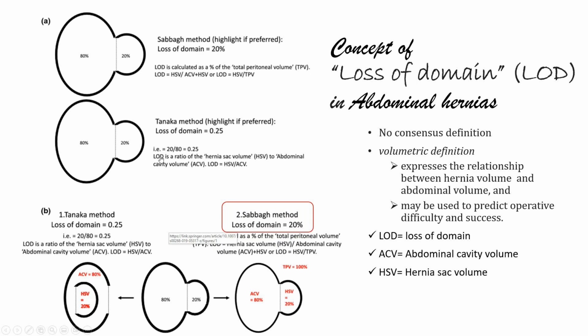Now, here, Tanaka talks about domain in terms of a decimal. So it's 0.25, that is 20 out of 80. Now, which is the better method? If you look at the total peritoneal volume, or TPV, that is 100%. So if the hernial sac volume is 20%, that will be 20% of the total volume. As opposed to that, in Tanaka it becomes 0.25, that is 20 over 80. So in one it is 20 over 100, in the other 20 over 80. That's just a difference in the method of reporting.